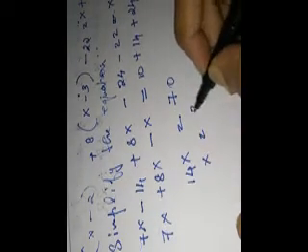So you will be getting 14x is equal to 70. So x is equal to 70 divided by 14. You will be getting an answer of 5.